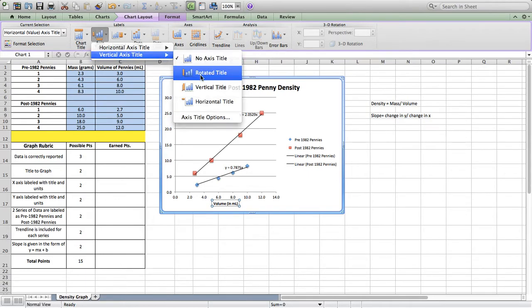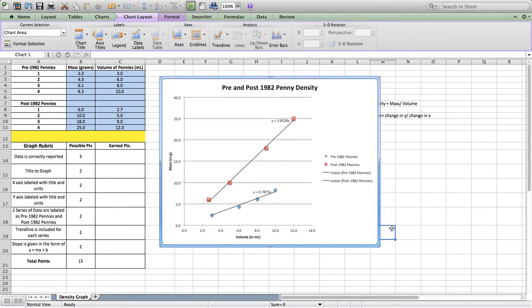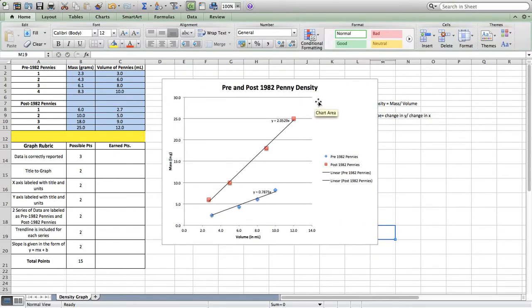And then let's go ahead and add a y-axis, which we understand is representative of the mass and that is measured in grams. So now, you saw that took me not very long at all, and I have a nice graph showing all the data that I need.